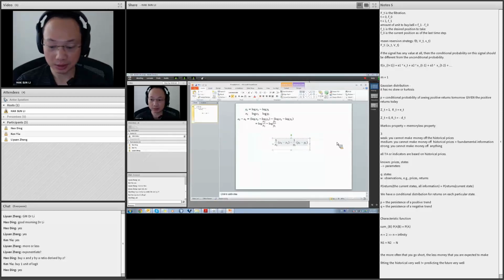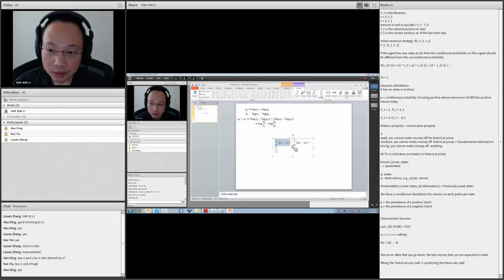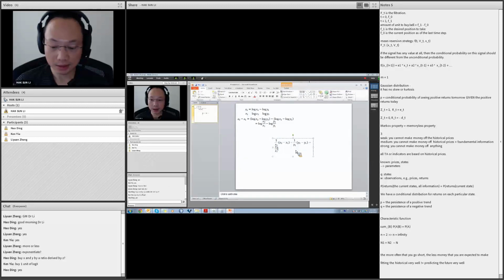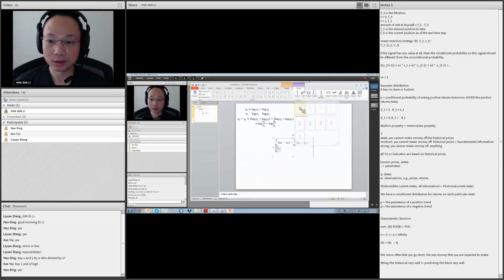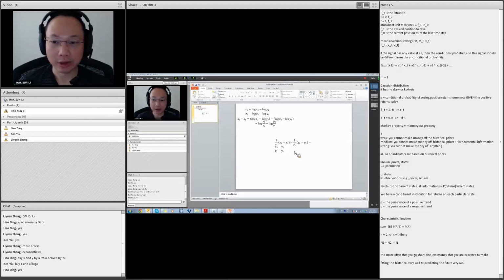Does this look familiar now? Let's do some algebra. It's just x2 over x1 minus y2 over y1. Now this is minus 1, right? x1 divided by x1 is 1, and y1 divided by y1 is 1. So this is minus 1 plus 1, so the 1 gets cancelled. Now if you compare this equation to this equation, they're more or less the same. Why? Because this is the log return, and this is the ratio return.